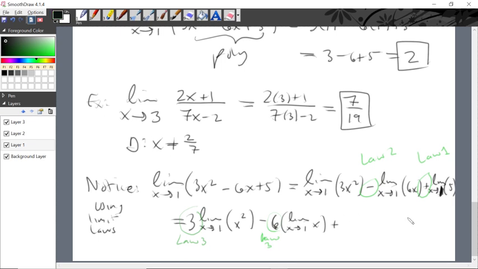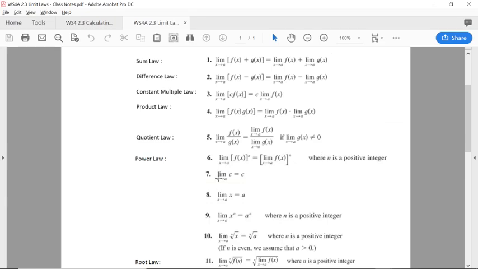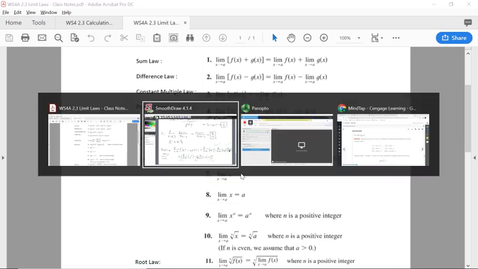And then at the end, here's what we're going to do. The limit as x goes to 1 of 5, but 5 is a constant. The limit as x goes to a of a constant is always just equal to the constant itself. That's the constant limit law, law 7. The limit as x goes to 1 of 5 just equals 5.